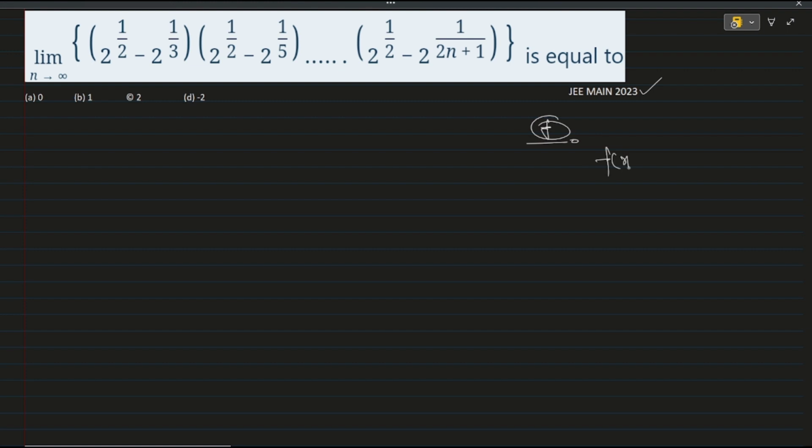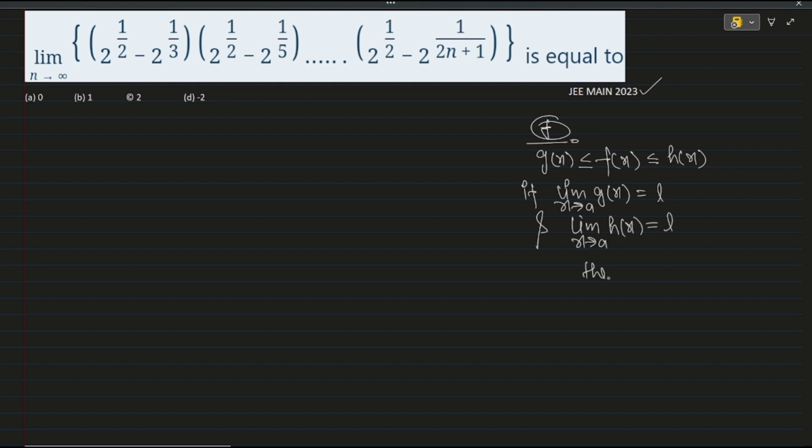So any function f(x), if it is between g(x) and h(x), I have written the equality also. That means f(x) is almost closer to g(x) and almost closer to h(x). So if you are doing limit x tends to a of g(x), and this is L, and similarly when you find the limit x tends to a of h(x), it is also L, then according to the Sandwich theorem, we can say the value of limit x tends to a of f(x) will also be L. So this is the Sandwich theorem.